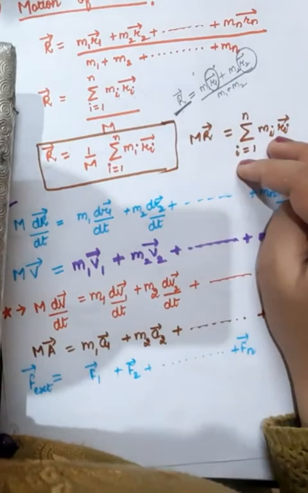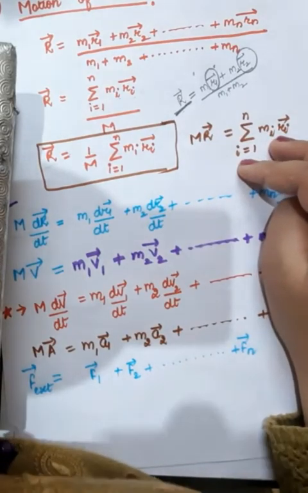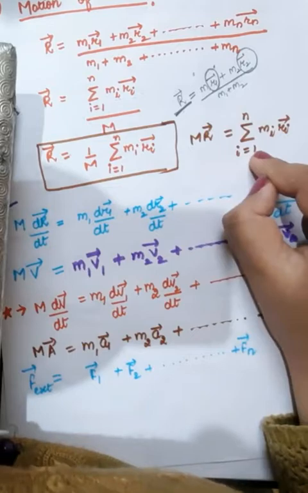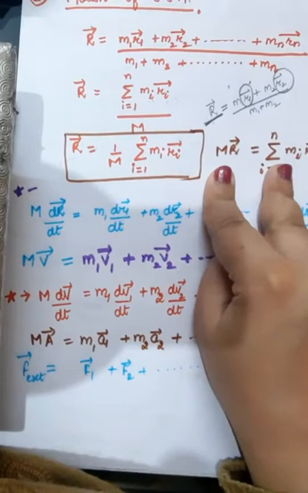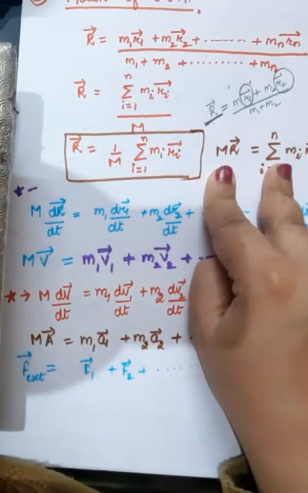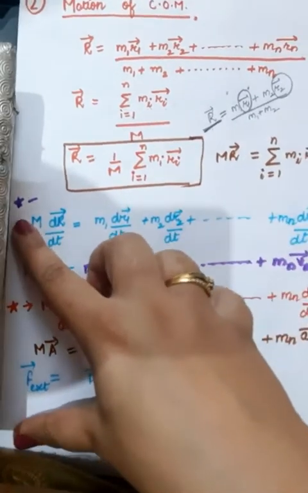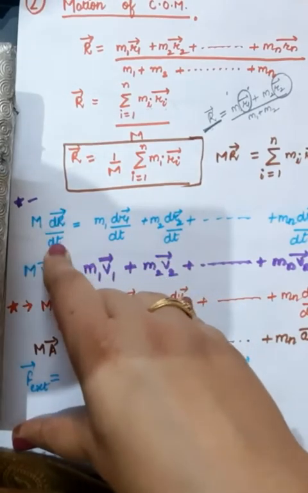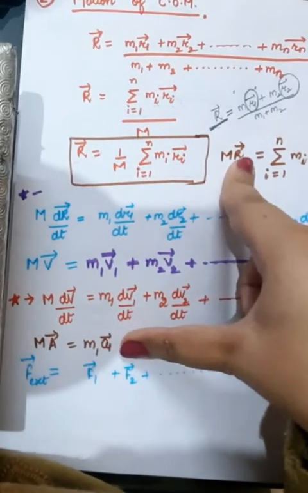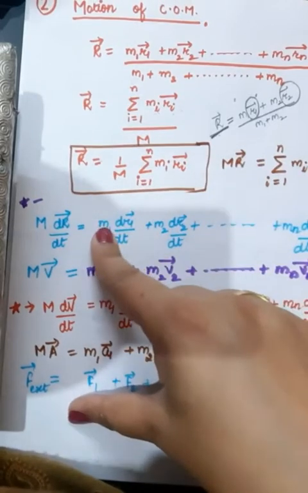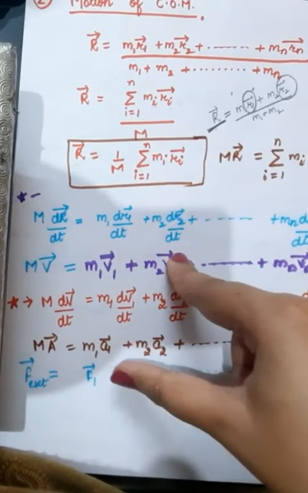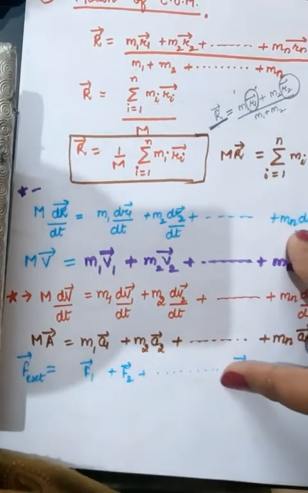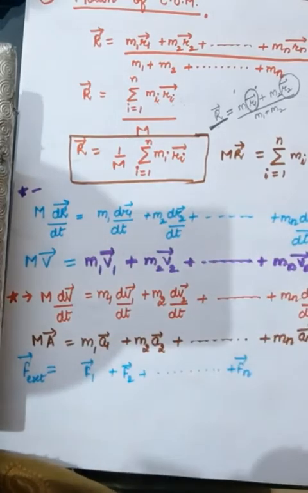And you know that this is summation and you can open it anytime you would like when the summation is running from 1 to n. Okay. So when you differentiate this equation with respect to time, M is constant, right? M is constant. So M dR vector by dt, this is differentiation of course, equals m1 as it is dr1 by dt, m2 dr2 by dt, and this goes up to the nth particle, right?